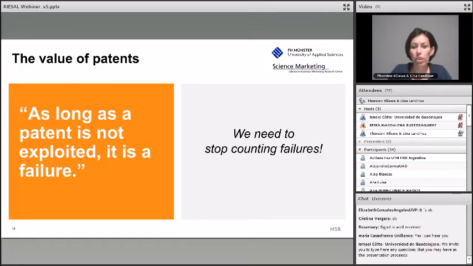So if we keep our focus on patents, then, as universities know from experience, there are just few patents that can be licensed. This is because most of the technologies that these patents contain are probably not of the right interest of the industry, and they take a long time to be applied. So we believe that as long as a patent is not exploited or licensed, it is a failure. So universities that keep working only on patents are just counting failures.